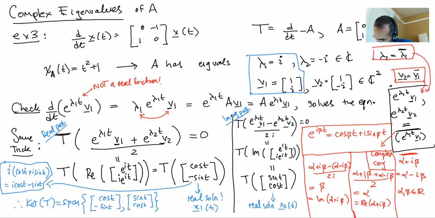Yeah. Look at just what you do for numbers. If you just have a complex number and you want to take the real part, then you add it to its conjugate and divide by 2. Whereas if you want to take the imaginary part of a complex number, you subtract its conjugate from it and divide by 2i.